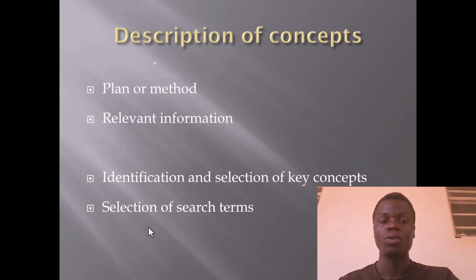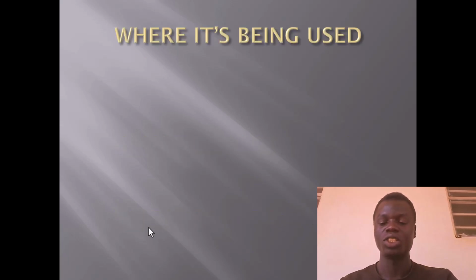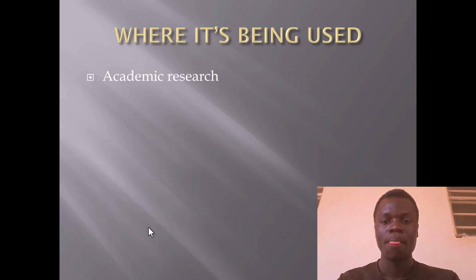So we're going to look at the second item in the list, and that is where it's being used. So search strategy is basically being used in academic research. For example, when you're given a coursework to research, when you're given a research question, and therefore, as an information literate student, you need to apply the knowledge of search strategy to have efficient research.